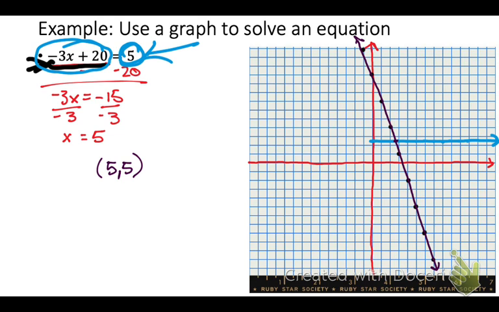2, 4, 6. How'd you know to go up to 5? Where the horizontal line is? Because it says over here it's 5. So that's y is 5. So I'm counting by twos: 2, 4, 5. Oh yeah. Got it.